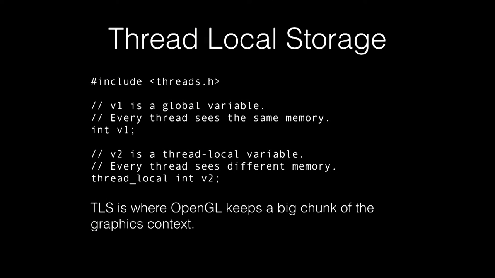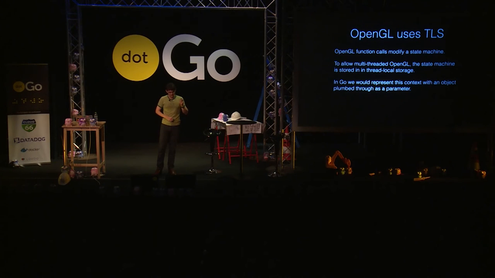And thread local storage here is, imagine if you had global variables: the name V1 refers to a single piece of memory for the entire process. The name V2 refers to a single piece of memory for each operating system thread, and you see a different value in each one. And so that's great. They managed to plumb something through the operating system threads without breaking their API. Wonderful. Really wonderful.